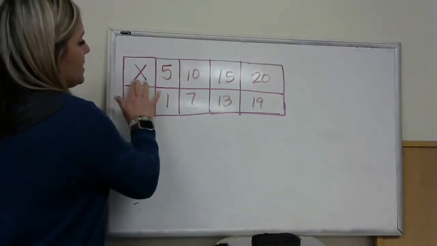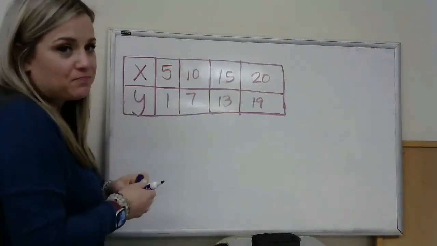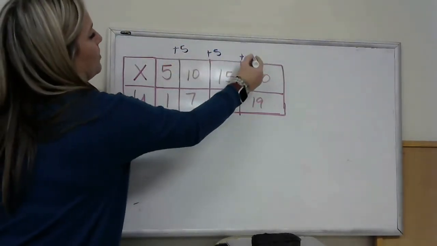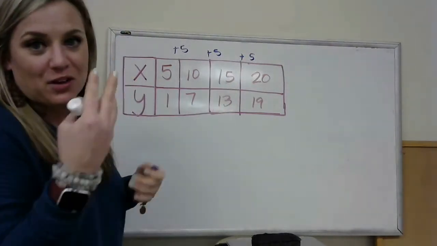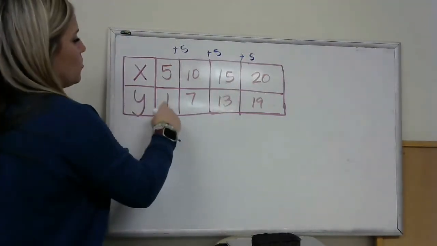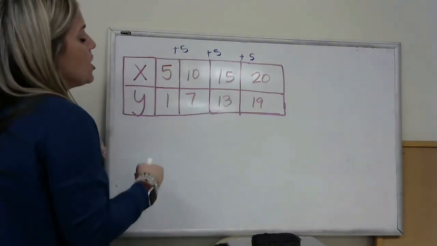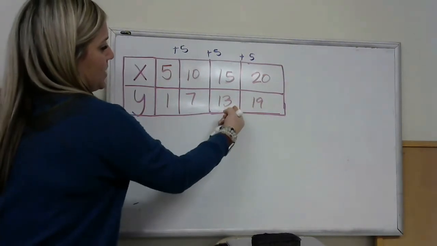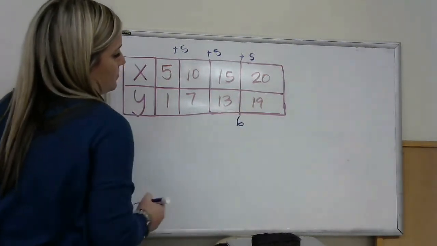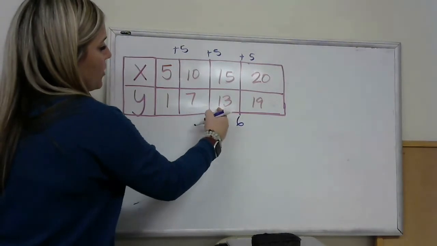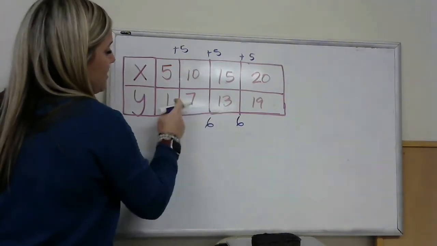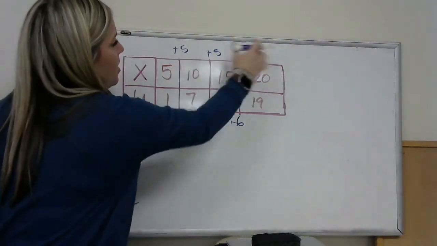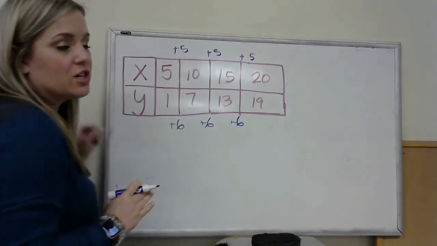All right, so we have our x coordinates 5, 10, 15, and 20. Obviously, these are increasing by 5s because I know that pattern, 5, 10, 15, 20. Okay, and then our y coordinates are 1, 7, 13, and 19. So let's look. We can try to go backwards too. 19 minus 13 is 6. 13 minus 7 is 6. 7 minus 1 is 6. So this is increasing by 6 each time. This is constant on top, and it's a constant change on bottom.